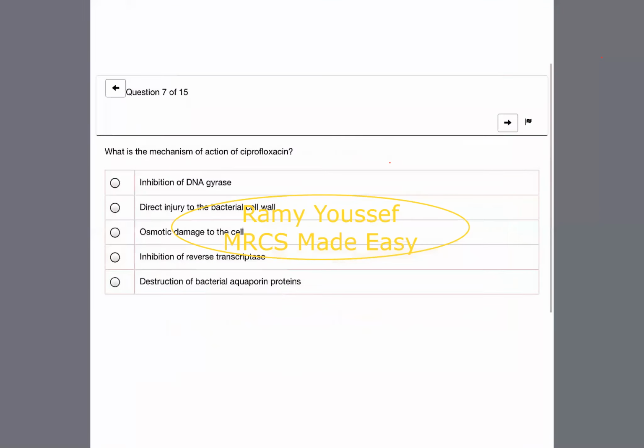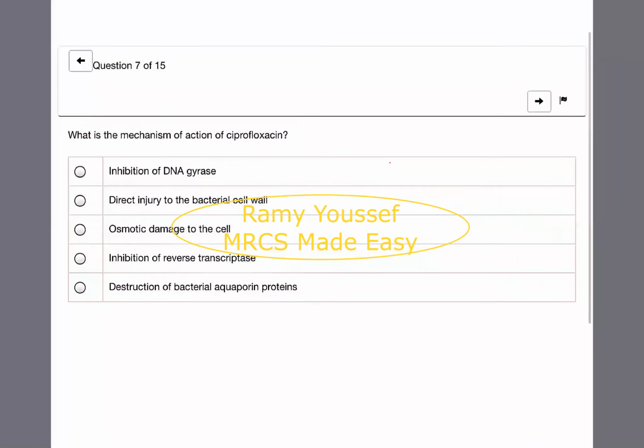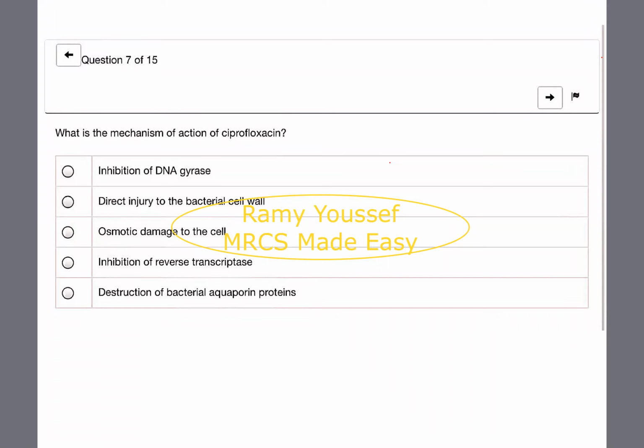Next question. What is the mechanism of action of ciprofloxacin? Inhibition of DNA gyrase, direct injury to the bacterial cell wall, osmotic damage to the cell, inhibition of reverse transcriptase, or destruction of bacterial aquaporin proteins. Ciprofloxacin is inhibition of DNA gyrase.